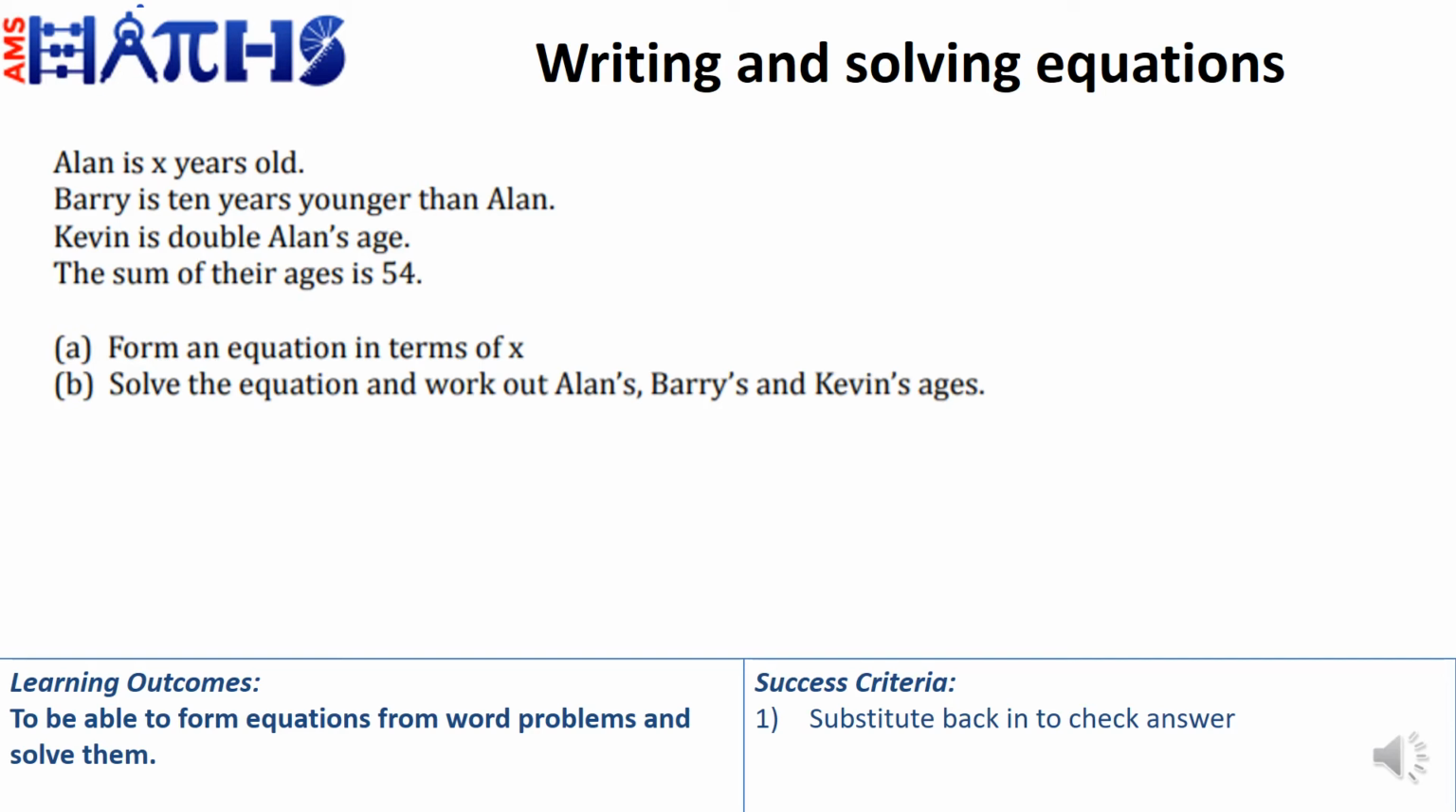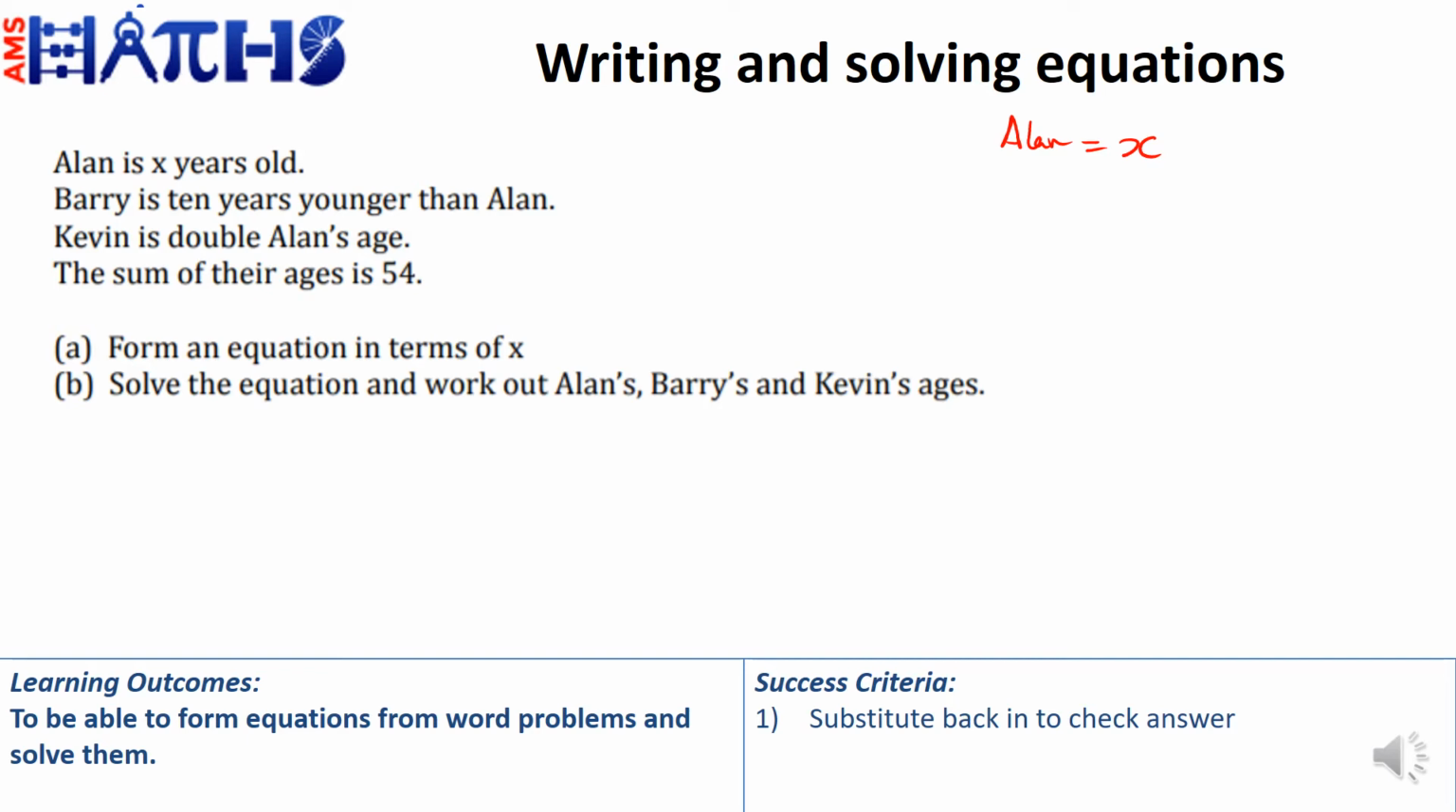Here is a bit of an extension now. So we have been looking at 2 people's ages. This question involves 3 people's ages. But let's read the question so we can build some understanding and answer the question. So it says, Alan is X years old. So I'll just make a note as we go along. Alan is X years old.